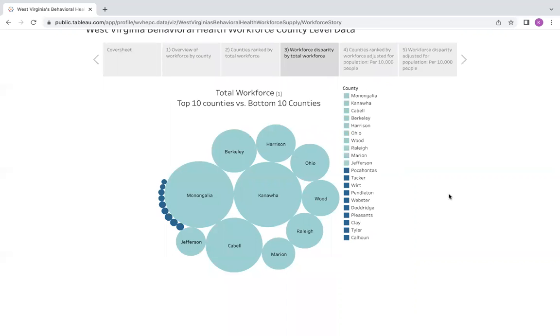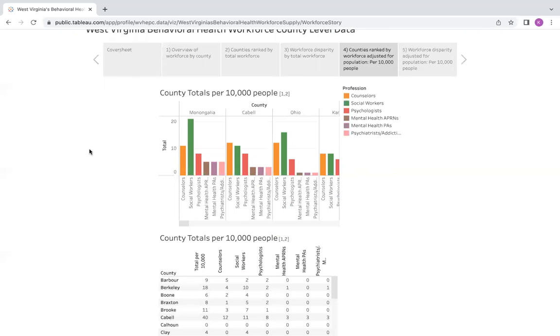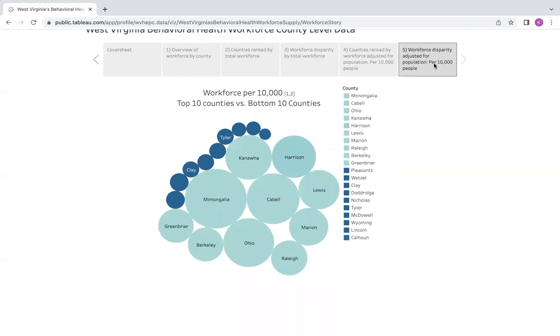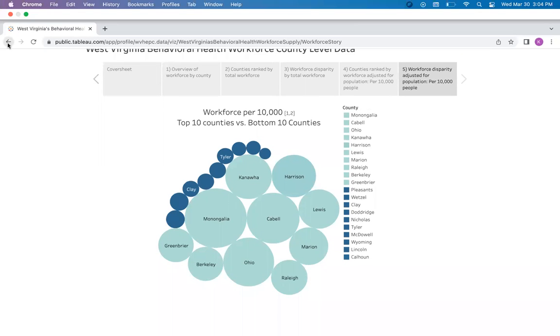And then we have a visual of the disparity of the total workforce by the top 10 counties in West Virginia and the bottom 10 counties in West Virginia. Light blue are the top counties, dark blue are the bottom counties. Next, we have the workforce that's adjusted for population. It's per 10,000 people. And finally, we have the same workforce disparity visual, but adjusted for population.